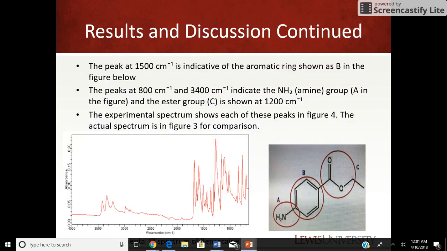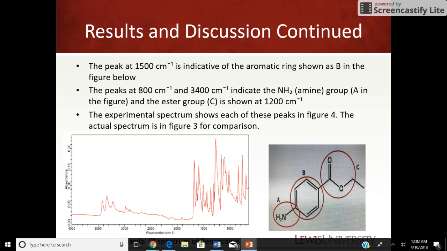What I just said is reiterated on this slide. And you can see that each of these peaks at 800 and 3,400 for the amine are both present in the experimental IR spectrum, which is shown here. The amine group at 3,400 is important. These peaks are kind of sharp, which indicates that water really wasn't a huge factor in our product, which is a good thing. If water had been present, the peak would have been more broad and the percent yield and the melting point would have been farther off. And then to the right, there is a figure just again reiterating which functional groups we should be looking for within the IR spectrum. You can see A is the amine, B is the aromatic ring, and C is that ester again.